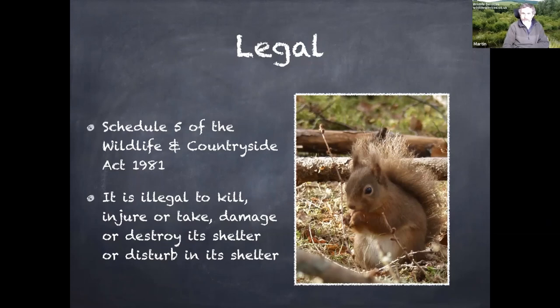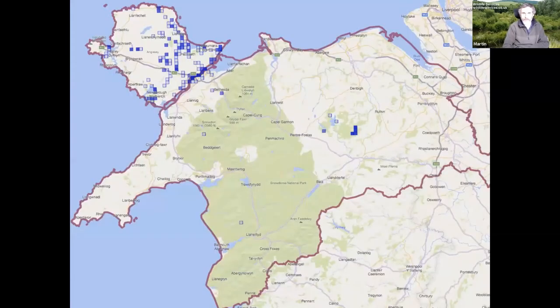This is the distribution of red squirrels at the moment, mostly on Anglesey. They are also spreading and have spread onto the mainland around Bangor, Bethesda, even as far as Llanberis. They do turn up in Bangor town sometimes, and then the other population is Clocaenog, which is more at risk from grey squirrel incursion.